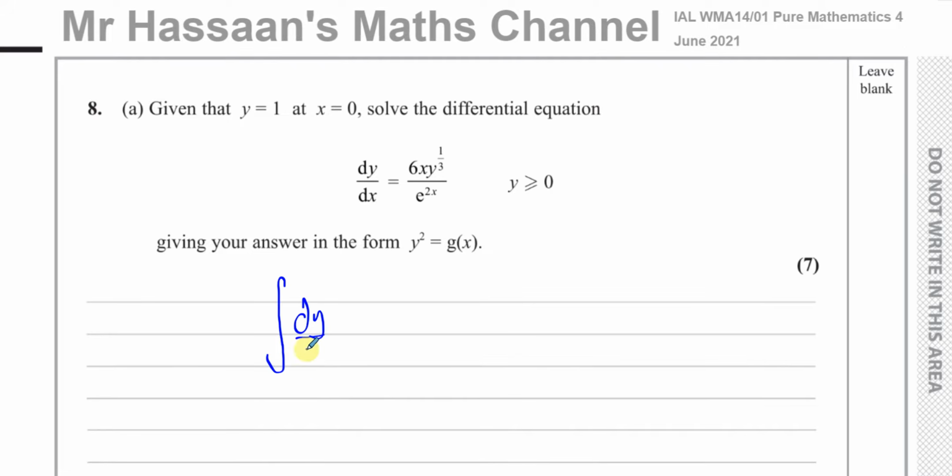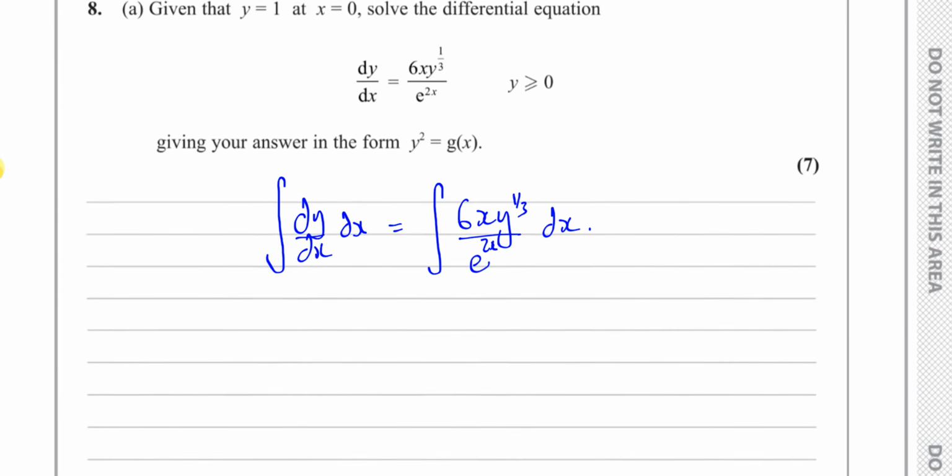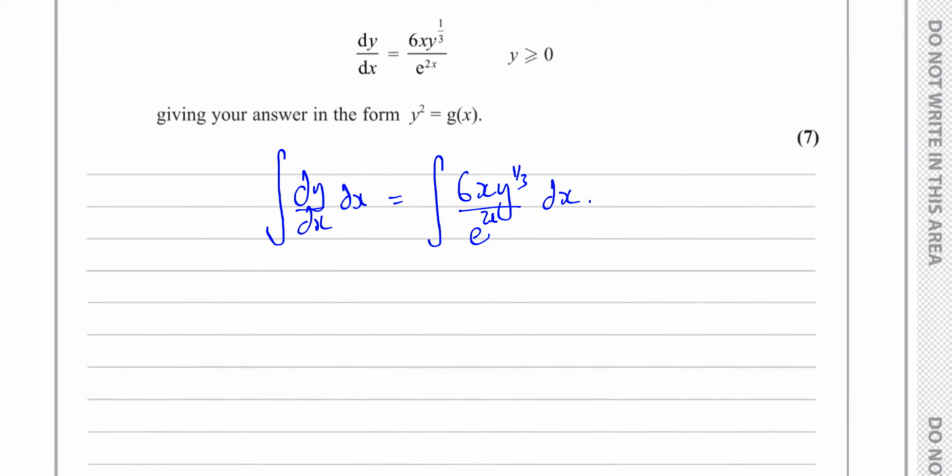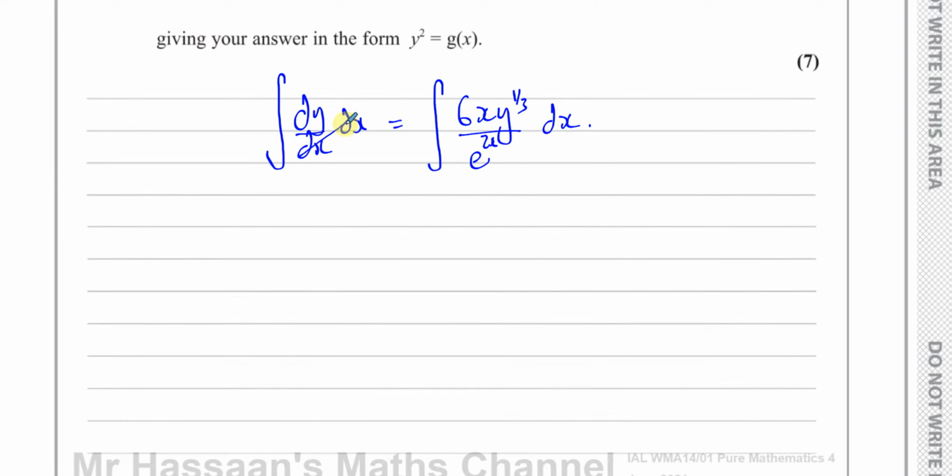So I'm going to say the integral of dy dx with respect to x is equal to the integral of whatever's on the other side, also with respect to x. So you have 6x y to the power of a third divided by e to the power of 2x, and that's also integrated with respect to x. Okay, now, what happens next here is basically this. You can think of these cancelling out. So you're left with the integral of this 1 dy basically equals, and what we can do here, we can separate the variables. I'll do this in one step.